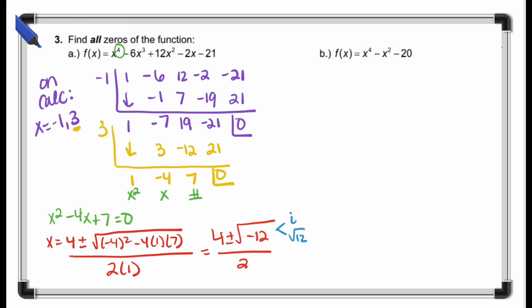So that 12 breaks down into 4 and 3, which in turn breaks down into 2 and 2. So you're going to get 4 plus or minus, you're going to have 2i and then root 3, and then all divided by 2. And that's going to simplify to, these all reduce. So 2, 1, and 1. So you're going to get 2 plus or minus i square root of 3.